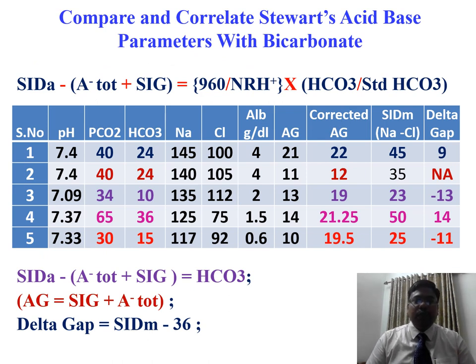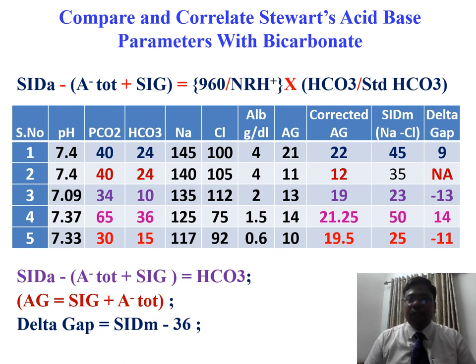So some examples are shown here. Suppose we look at only serial number 1. If you look at only the pH, PCO2 and bicarbonate, it can be normal. But if you look at other values, anion gap, corrected anion gap, the main strong ion difference and delta gap, this will help to find the causative mechanism of the metabolic acid-base disorders.